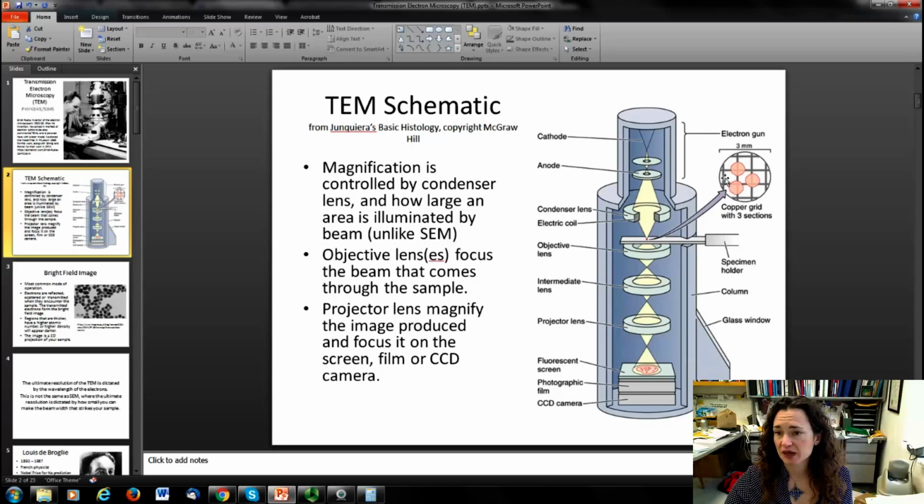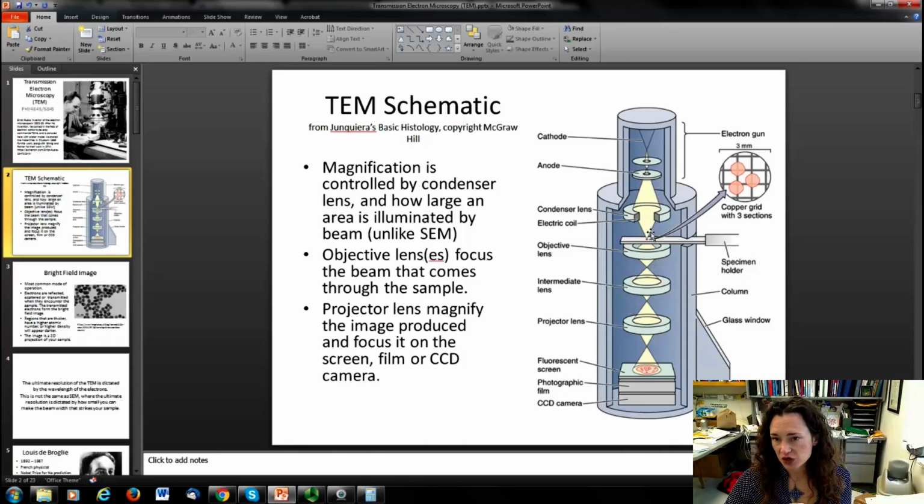Now, the samples are mounted on these little copper grids. They're tiny, about 3 millimeters across, and then they're loaded in special holders into the side. All right? Now, that's a really quick, brief overview of the samples. Like I said, there's whole courses.